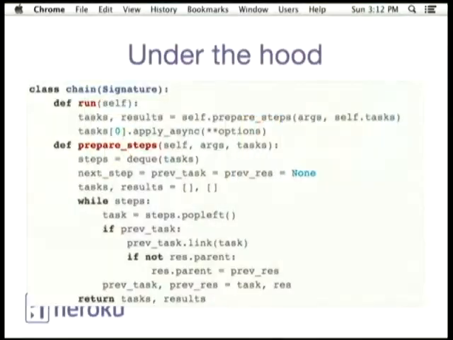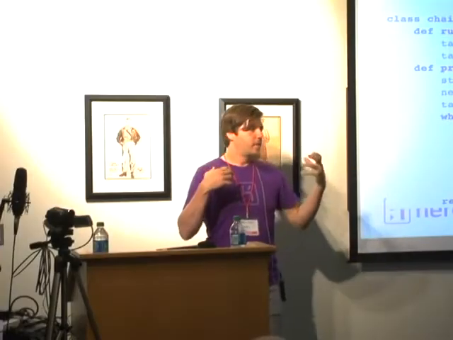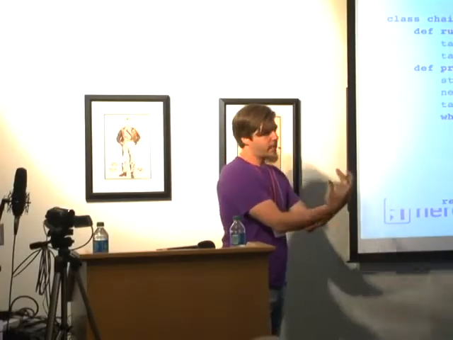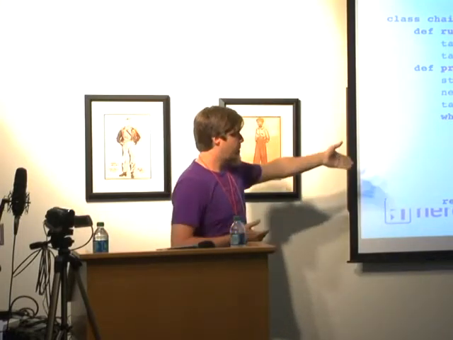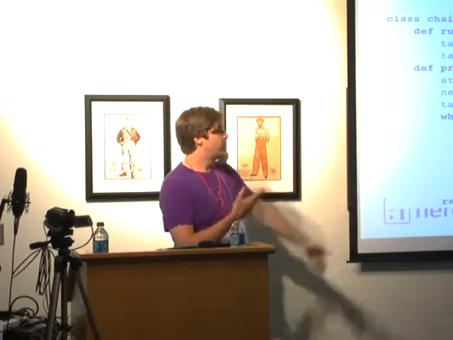So what's going on under the hood here, these are not complete code slices, just as much as I can fit on a slide, is that when you run the chain, it's actually going through a process to prepare all the steps by navigating through each of the tasks and assigning the task to the link of the previous task. So it's taking the task before it and saying, I want to link it to the current task, and that creates this chain of callbacks. Remember, .link is the way that we assign one task to be a callback of another.